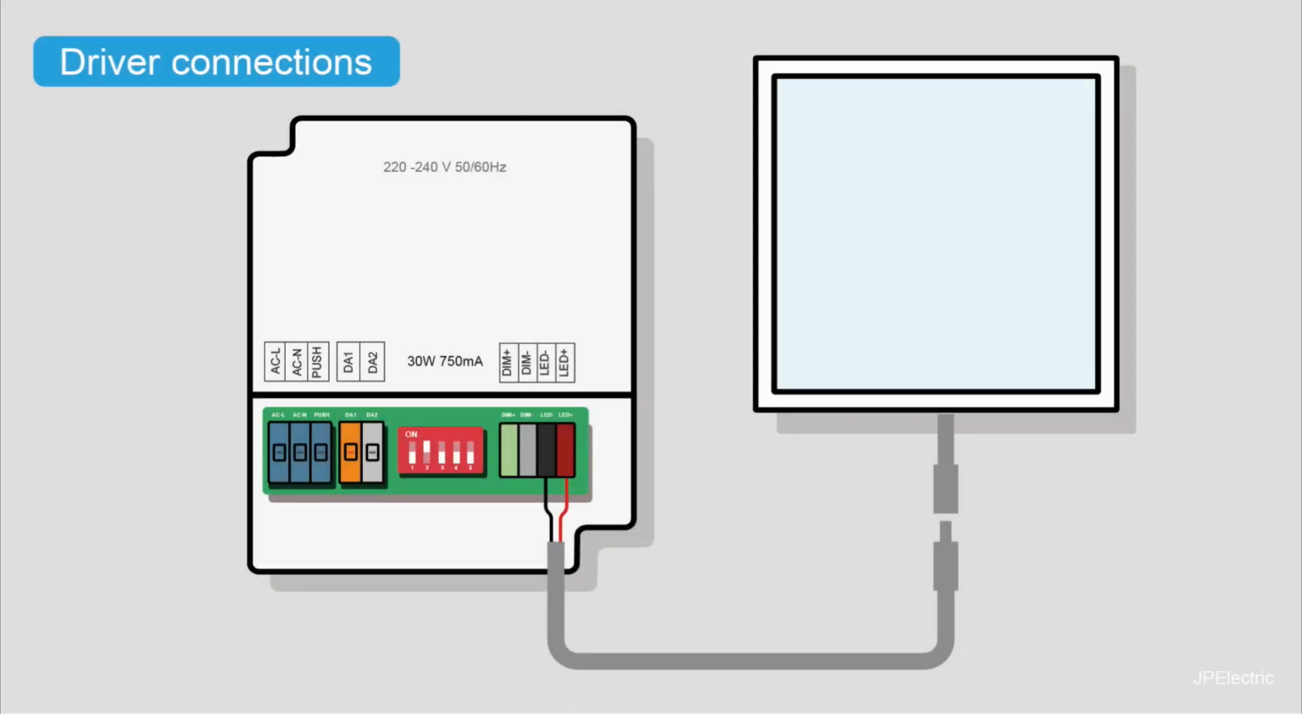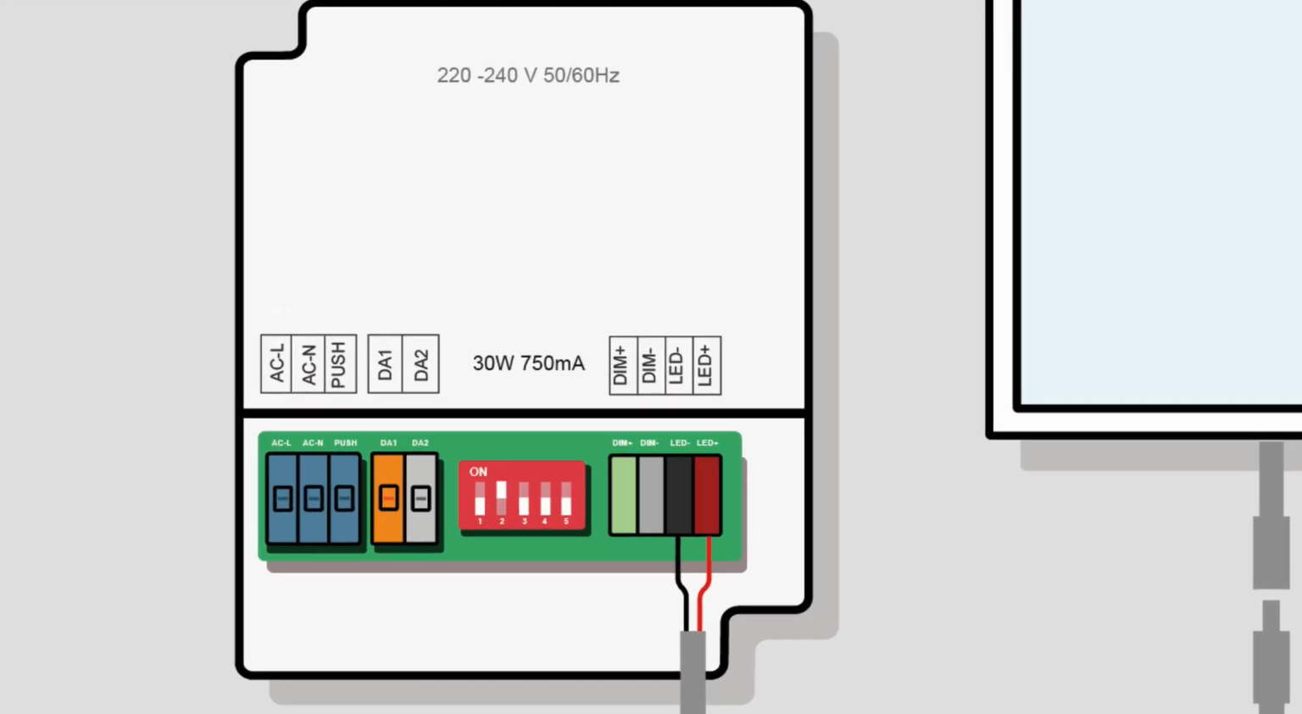So let's have a look at push dimming and 1 to 10 volt dimming. Let's see what's actually involved with that. So the most important thing to find out is whether your LED panel is dimmable. Most LEDs are dimmable if they've got the correct driver. And when you look at the driver, it'll tell you what your dimming options are.